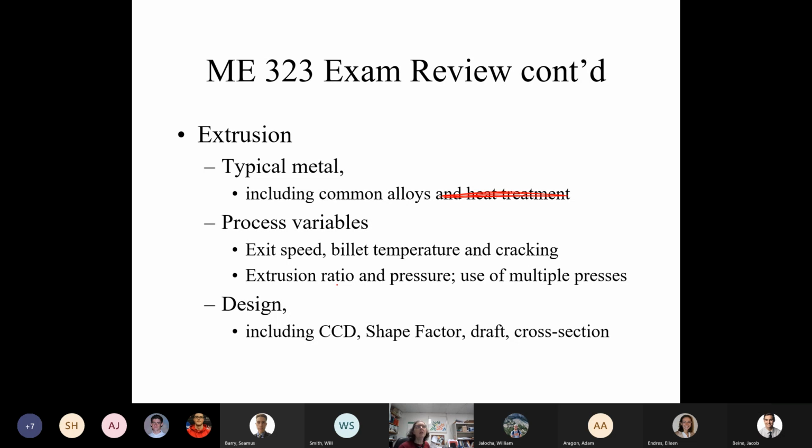Again, that is the area of the billet divided by the area of the cross section, how that relates to pressure, and why a shop may have multiple presses. Okay, and then in terms of the design, we should be aware of the CCD, the circumscribing circle diameter, the shape factor, that we don't need draft, and that we have a constant cross section.